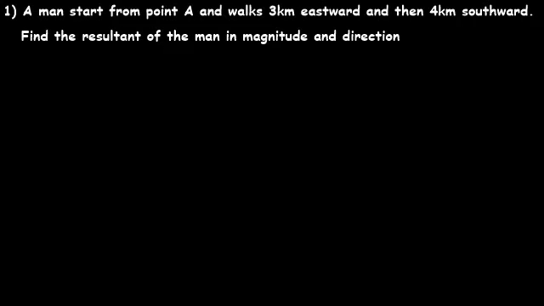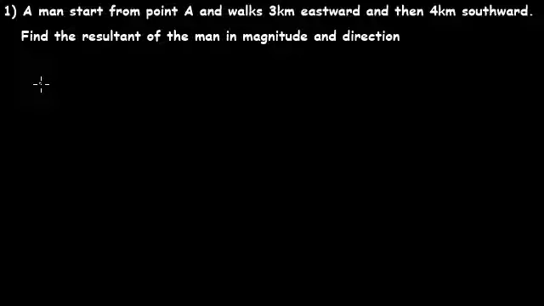A man starts from point A and walks 3 kilometers eastward and then 4 kilometers southward. Find the resultant of the man in magnitude and direction. So we need the magnitude of that man and its direction. So let's interpret this problem.